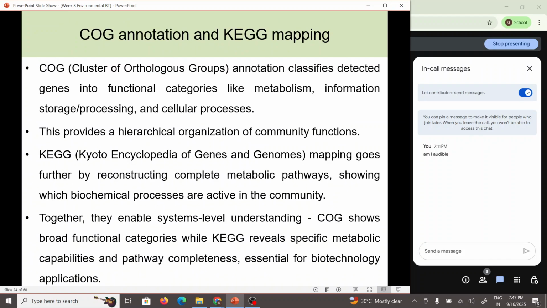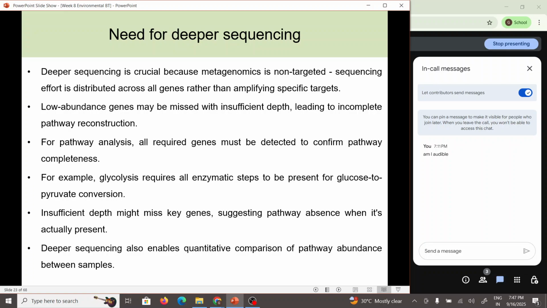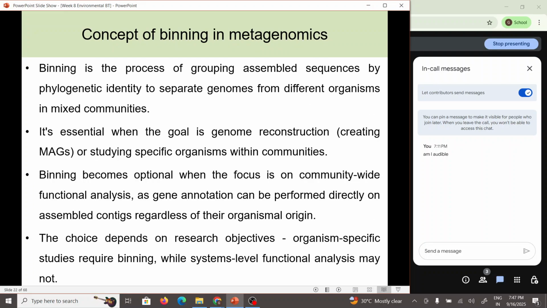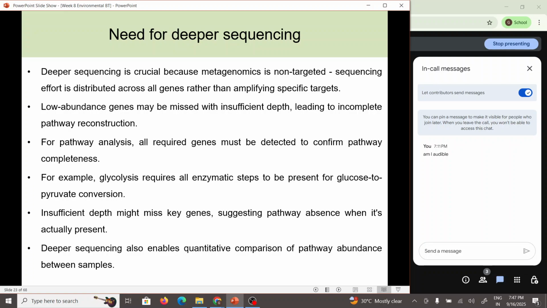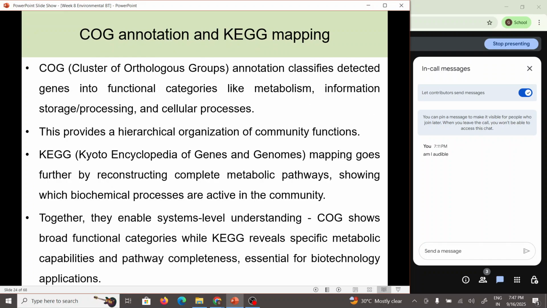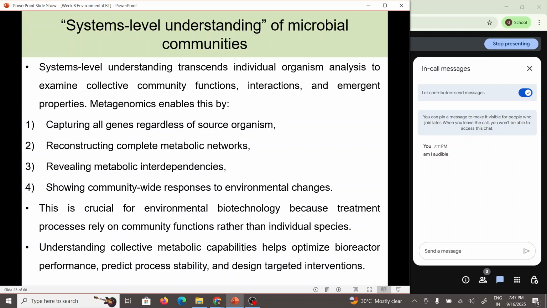So until this, we have seen about extraction, DNA extraction, and then sequencing. We have seen about amplicon sequencing and shotgun sequencing, and then we saw about the binning concept, and then we saw about the need for deeper sequencing, and finally about COG annotation and KEGG mapping to get the functional information. Next comes the systems level understanding of microbial community.